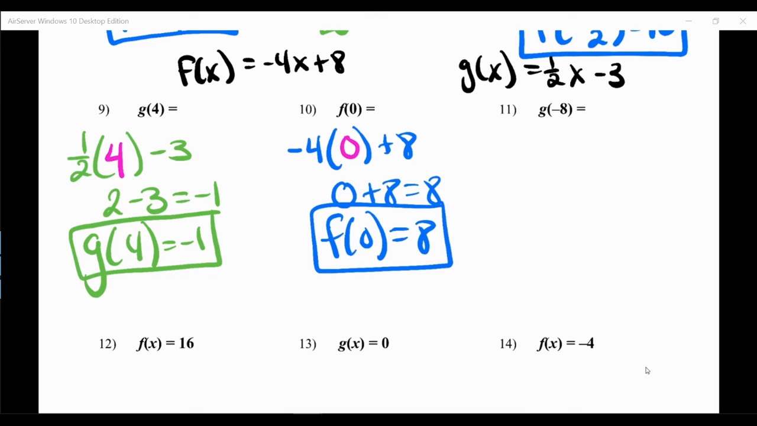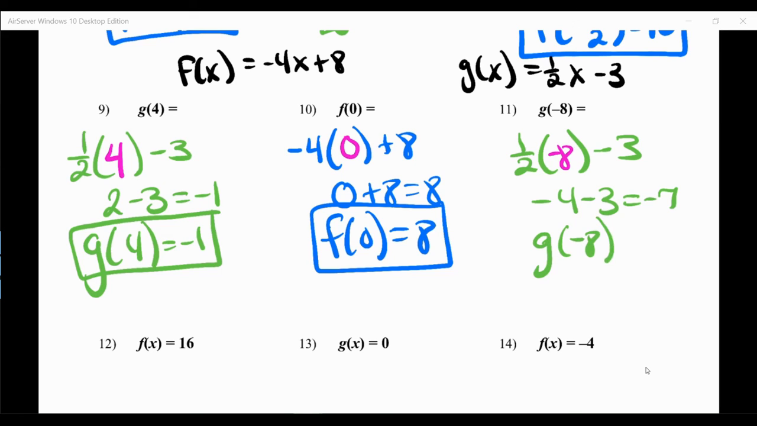And last one for a given x value, g of negative 8. So again, use the g function, substitute the value of negative 8, and evaluate. Equals negative 7. So when x equals negative 8, the value of the function is negative 7.